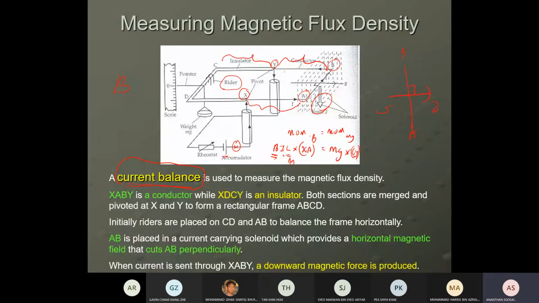Okay, so that's the description I told you. XABY is a conductor, XDCY is an insulator. Both sections are merged, pivoted at XY, forming a rectangular frame ABCD. Initially, riders are placed on CD to balance the frame horizontally. AB is placed in a current-carrying solenoid, which provides a horizontal magnetic field cut by AB perpendicularly, important, and downward.